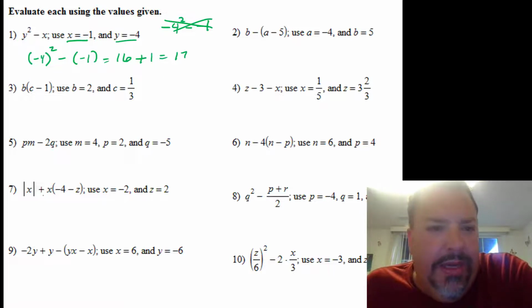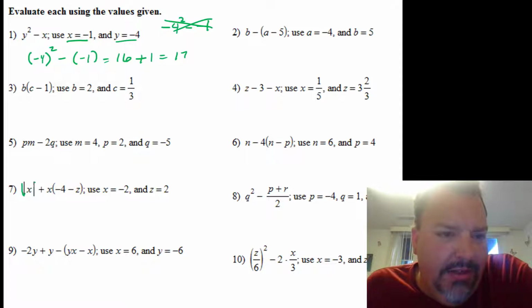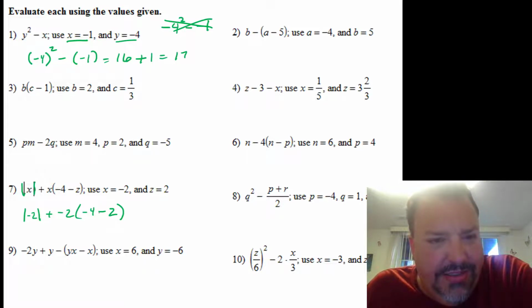Let's do another quick example. Let's skip down here to number 7 because this has the absolute value bars to remind you again what absolute value is. And that's going to tell us to take the absolute value of x. We'll plug negative 2 into there. And then we've got an x out here. That's a negative 2 times parentheses negative 4 minus z. Z is positive 2.